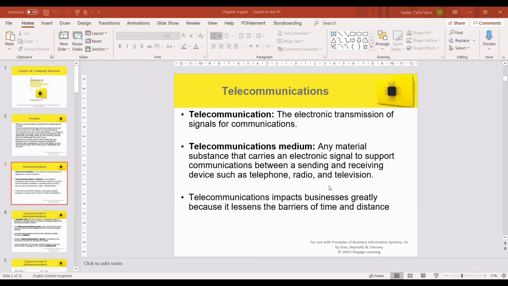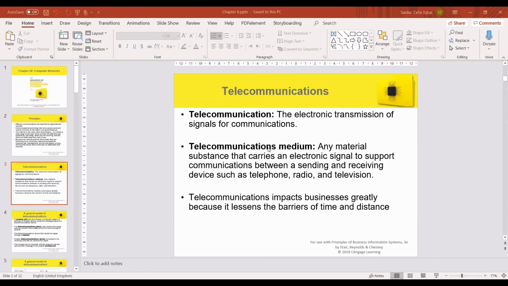called medium. Telecommunication medium, any material substance that carries an electronic signal to support communications between a sending and receiving device, such as telephone, radio, and television. So you are sending data from one computer to another computer. So how you can pass the signals? You're sending signal actually. But how you can pass the signal from one computer to another?